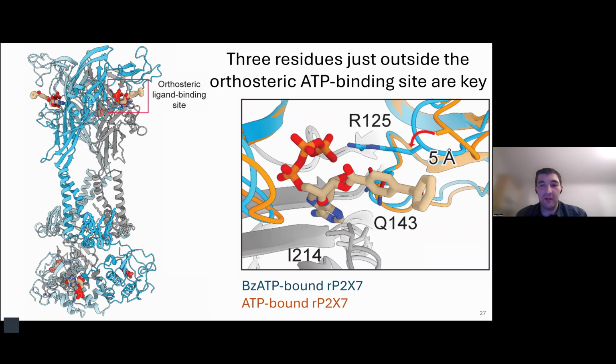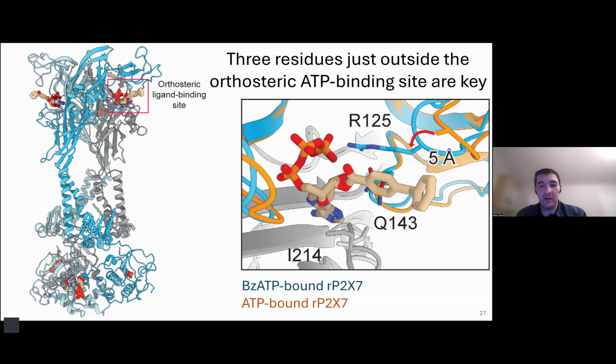There's about a 90-degree rotation down and a 5 angstrom movement closer into the orthosteric pocket. And the side chain of arginine 125 makes strong interactions with the carboxybenzophenone moiety of BZ-ATP, as well as the phosphate tail.